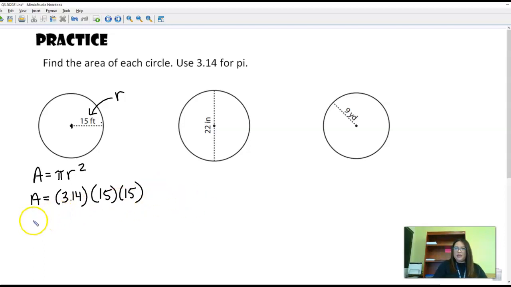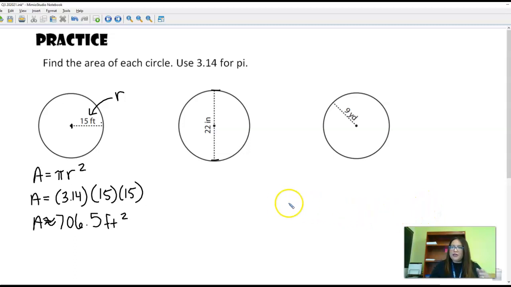And we get area is equal to 706.5. Now these are feet times feet, so this is going to be feet squared, and that is our area, or I should say approximate area. Okay, now on the other hand, what do you notice is different about this one? They're giving us a diameter, so what do I have to do? Chop it in half, okay?